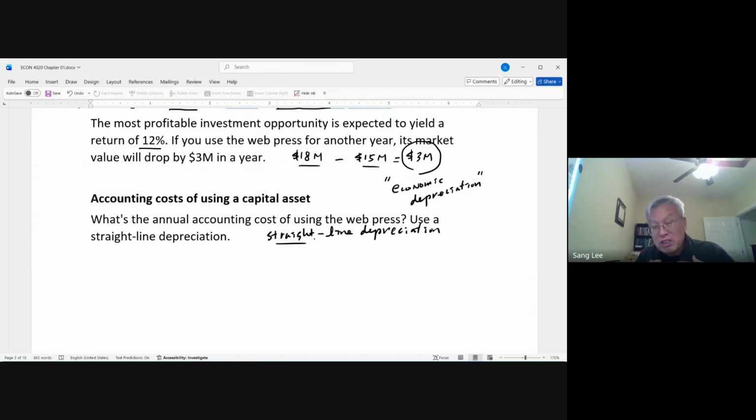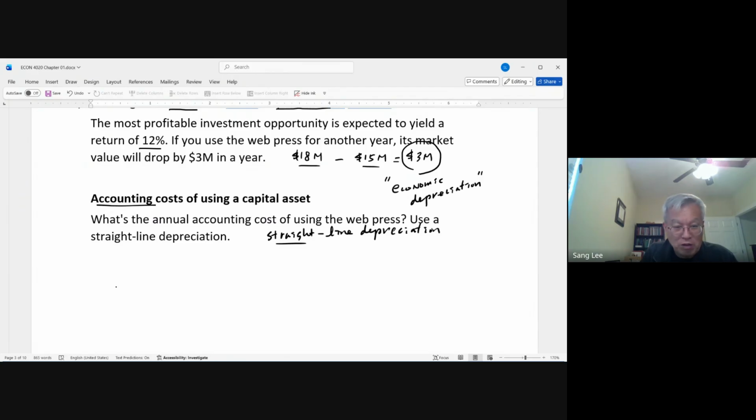The web press machine may still have some market value even after 10 years have passed, but in compliance with the tax code, the tax rules, if you pick 10 years of a machine life, then in the book, after 10 years, the web press machine will have $0 value.